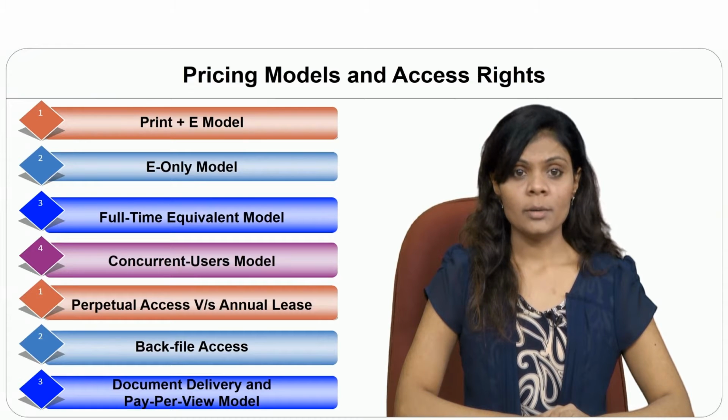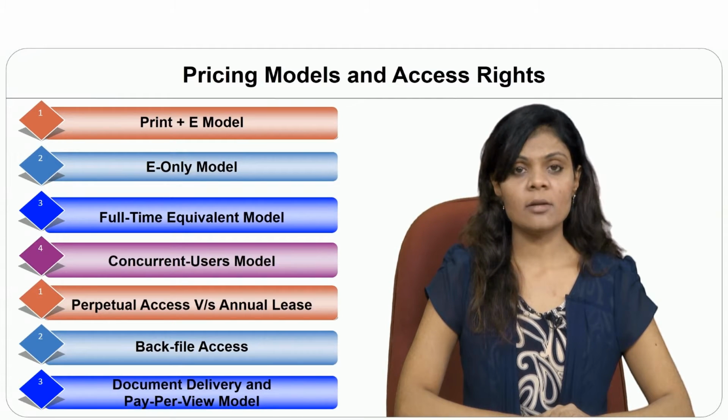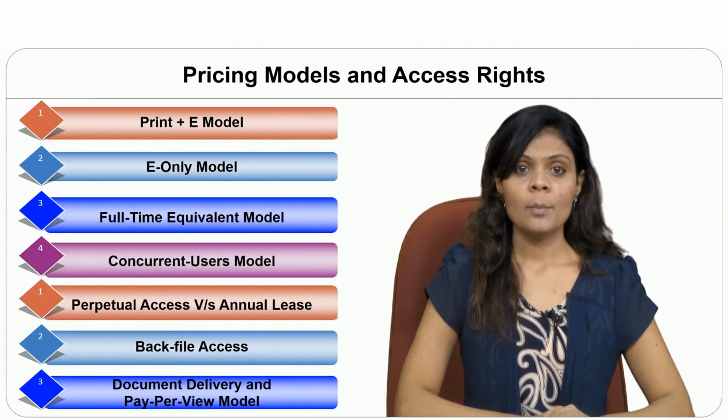Concurrent user model. The concurrent user model provides a fixed number of concurrent user accesses to all the members of a consortium, treating all members of the consortia as one single entity or site. Universities having multiple sites and national consortia can negotiate this kind of model. Perpetual access with annual release.